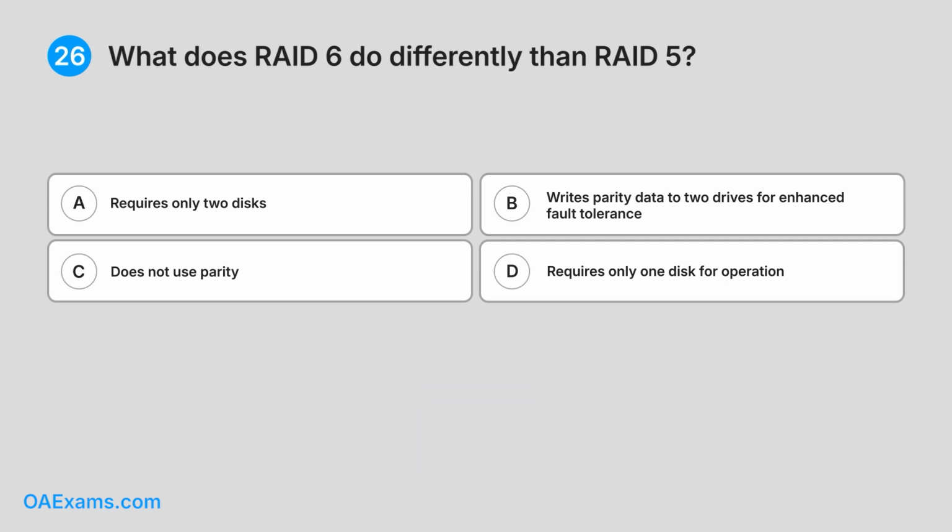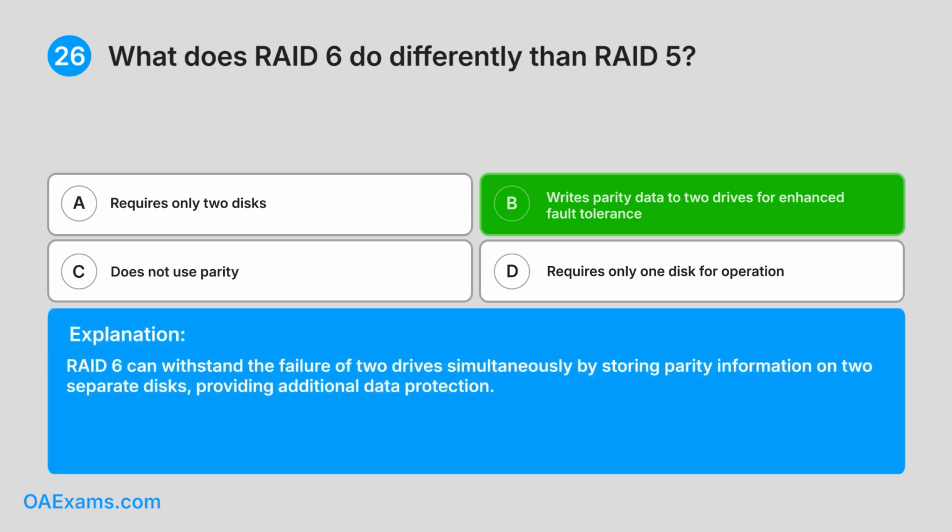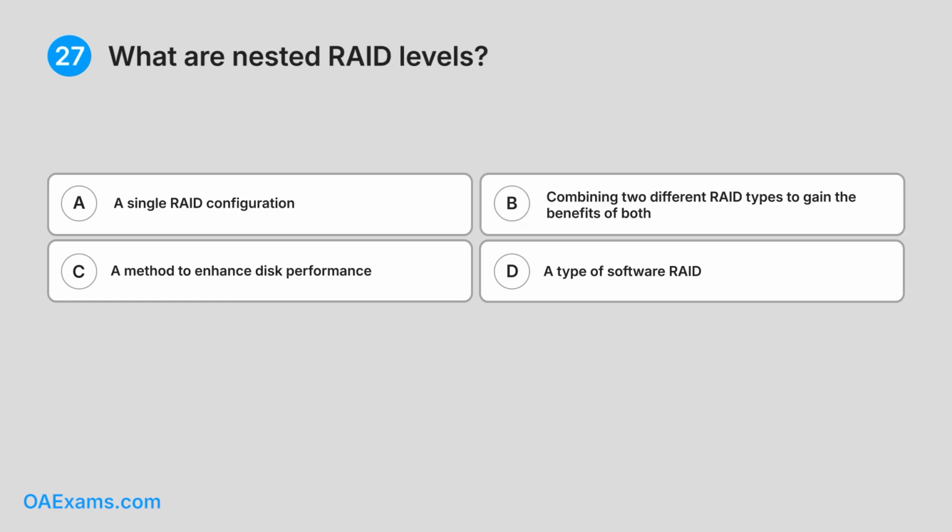Correct answer: B. Writes parity data to 2 drives for enhanced fault tolerance. Explanation: RAID 6 can withstand the failure of 2 drives simultaneously by storing parity information on 2 separate disks, providing additional data protection.